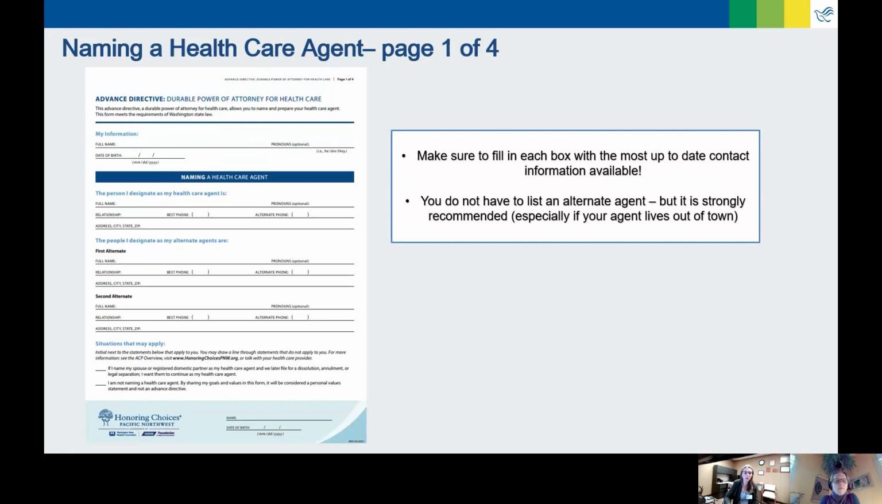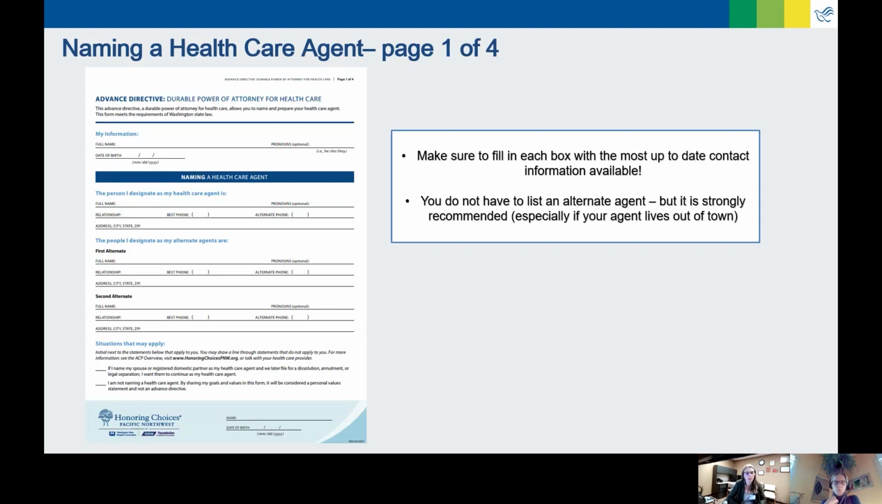The other thing that's really nice about this document is that it lists the relationship. So it helps to give some context to whoever's making that phone call to be able to say or know, am I calling their best friend? Am I calling their sister? Am I calling their niece? Who is that person in relation to the patient that's being discussed?